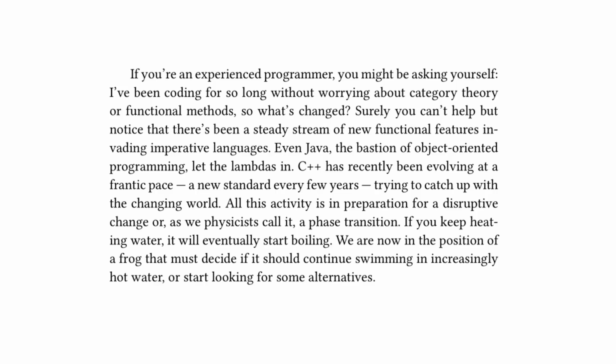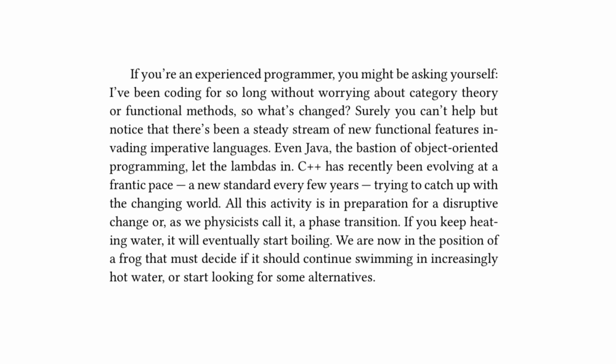about this book. So this is the first thing we're going to look at from the textbook, which is actually not from the first chapter, it's from the preface. And it reads, if you're an experienced programmer, you might be asking yourself, I've been coding for so long without worrying about category theory or functional methods. So what's changed?